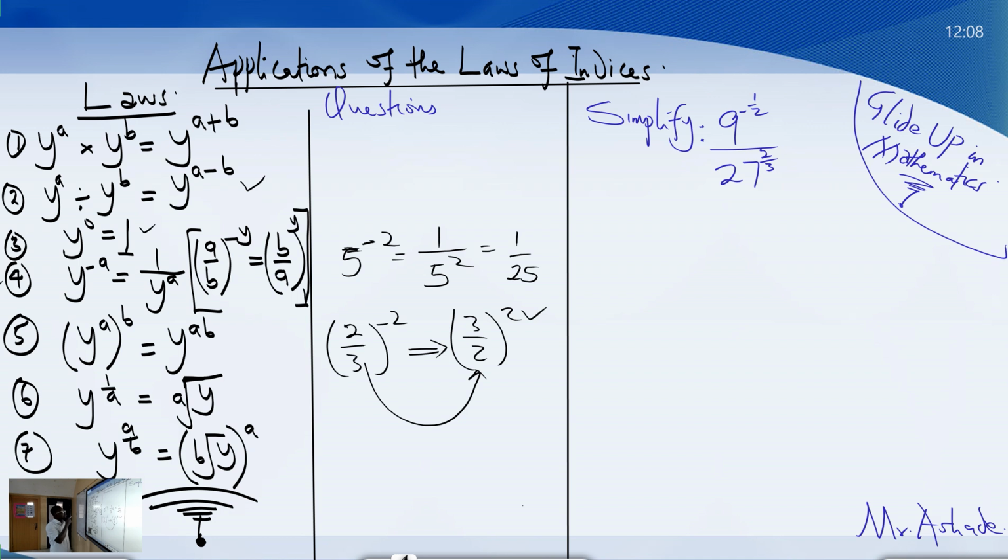You have the double index law too. Double index law: y raised to power a certain number, then raised to power another number. All you need to do is to multiply both numbers together, the powers.